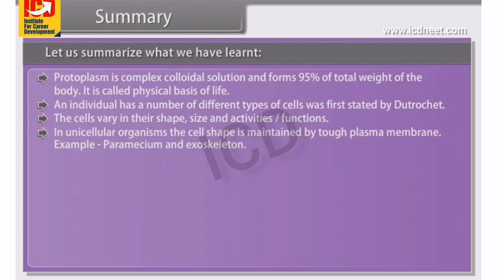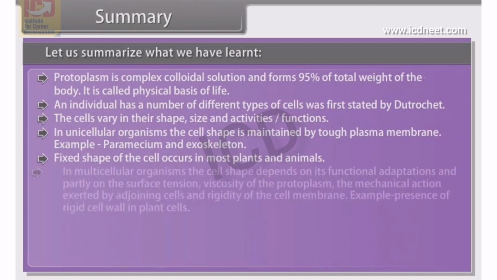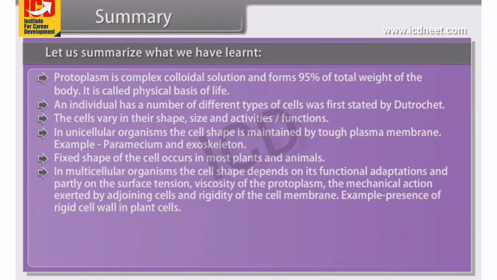In unicellular organisms, the cell shape is maintained by tough plasma membrane or exoskeleton, for example, Paramecium. Fixed shape of the cell occurs in most plants and animals. In multicellular organisms, the cell shape depends on its functional adaptations and partly on the surface tension, viscosity of the protoplasm, the mechanical action exerted by adjoining cells, and rigidity of the cell membrane. Example, presence of rigid cell wall in plant cells.